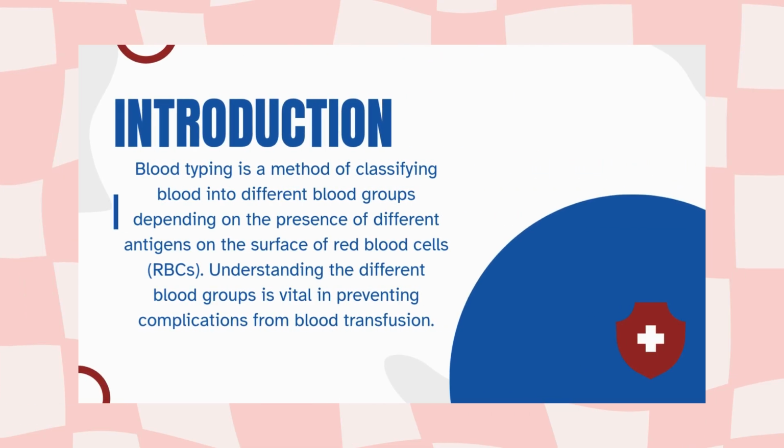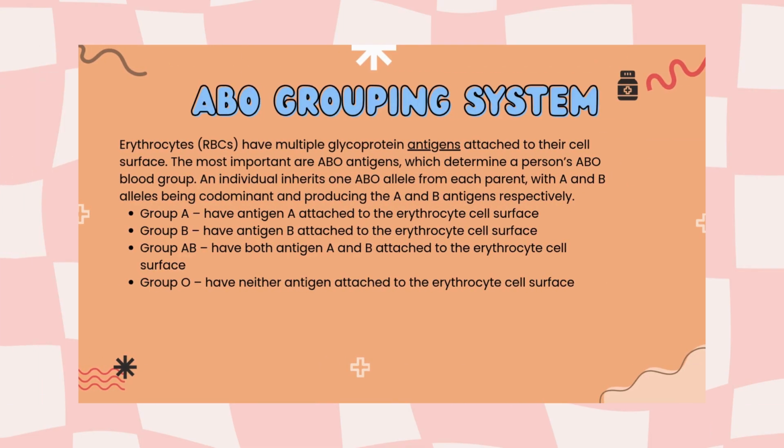Introduction to blood groups. Blood typing is a method of classifying blood into different blood groups depending on the presence of different antigens on the surface of red blood cells, RBCs. Understanding the different blood groups is vital in preventing complications from blood transfusion.